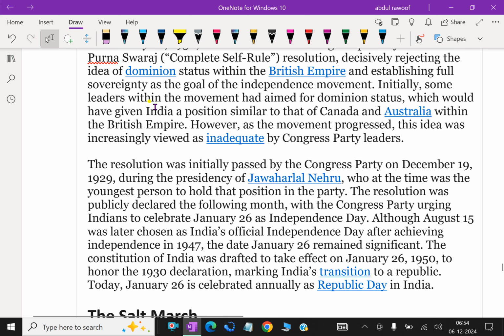Initially, some leaders within the movement had aimed for dominion status, which would have given India a position similar to Canada and Australia within the British Empire. However, as the movement progressed, this idea was increasingly viewed as inadequate by Congress party leaders.